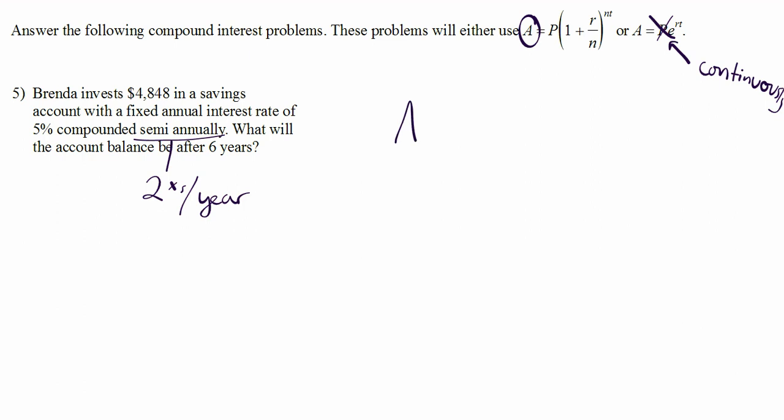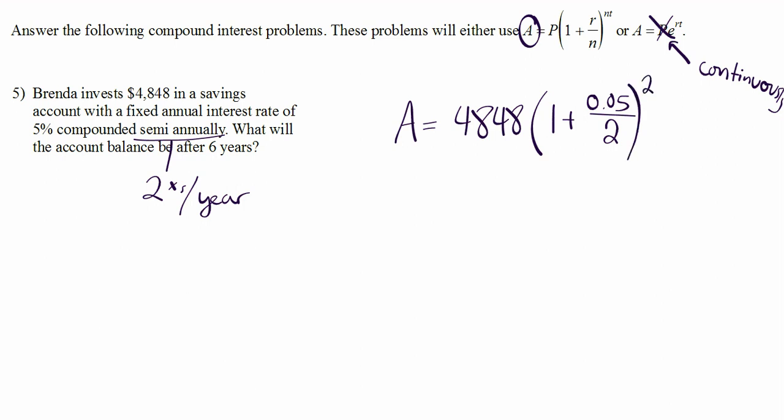We want to know the account balance A. So what do we start with? $4,848. Okay. If you have $4,848, just throw it in the bank. 1 plus, what's the rate? 5%, 0.05, divided by n. So that's not the number of years, it's the number of times we compound per year. So that 5% is a yearly interest rate, but we have split it up into two sections, basically. 2 times is how we get this interest.